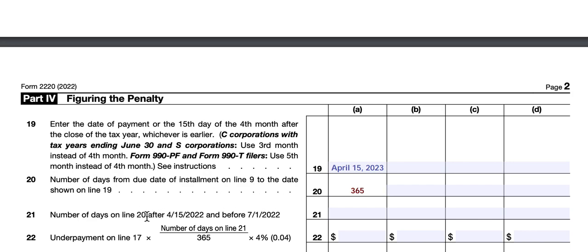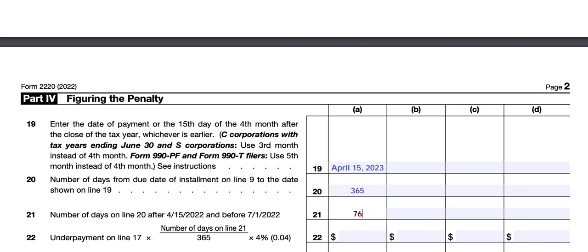The number of days on line 20 that were after April 15th and before July 1st. So that would be April 16th through the 30th, so that's another 15 days. There's 31 days in May, and then there's 30 days in June. And that gives us a total of 76 days.